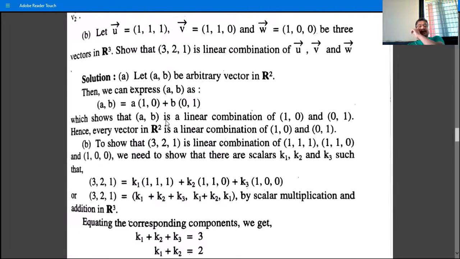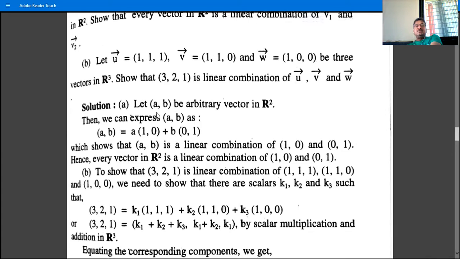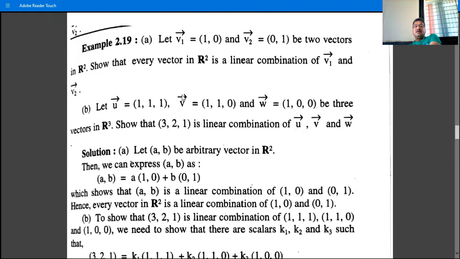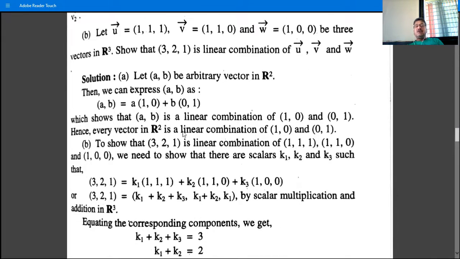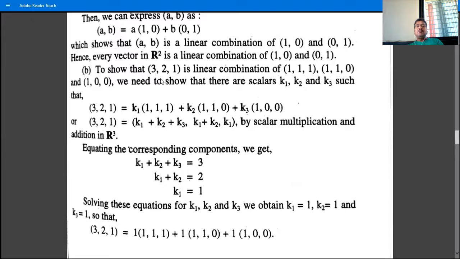So in this method, this problem we can solve in another way. We write the problem as: show that every vector of R3 is a linear combination of u bar, v bar, w bar. So how can we show the answer to this problem? Take ABC as any vector of R3. Suppose ABC is any vector of R3, and denote it v1 bar.